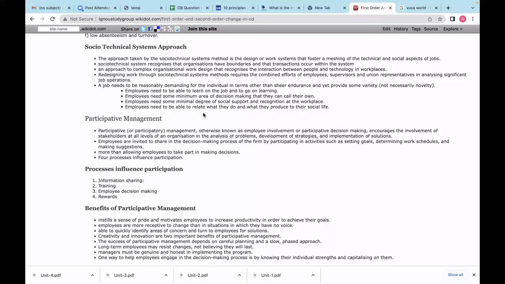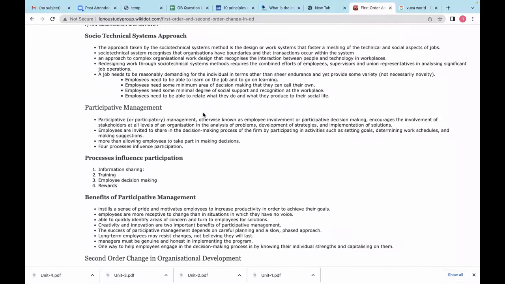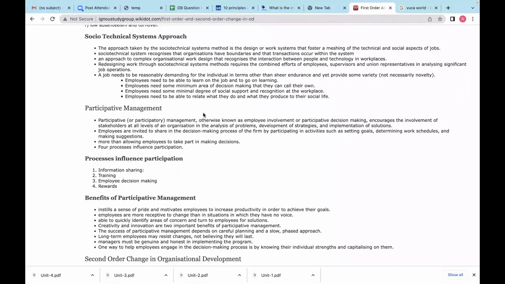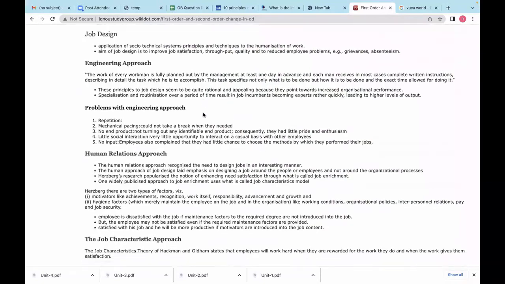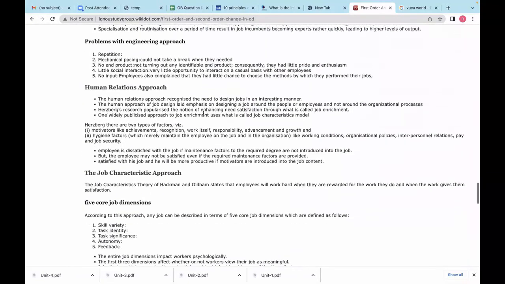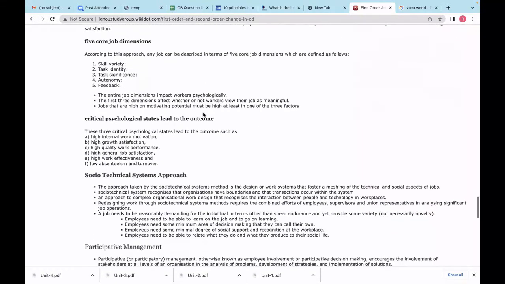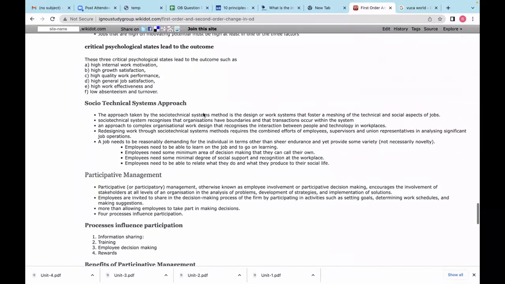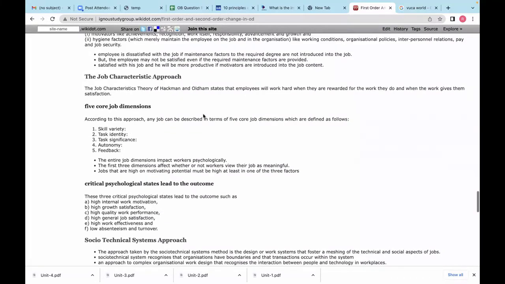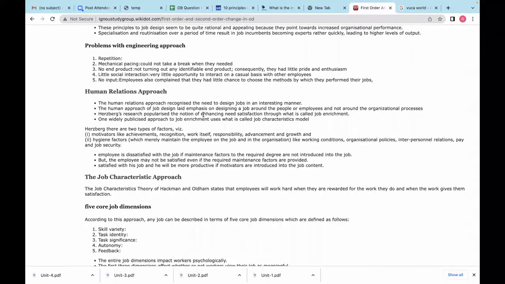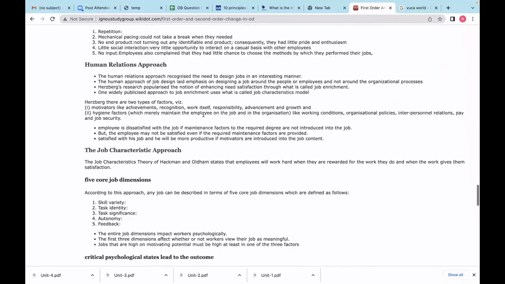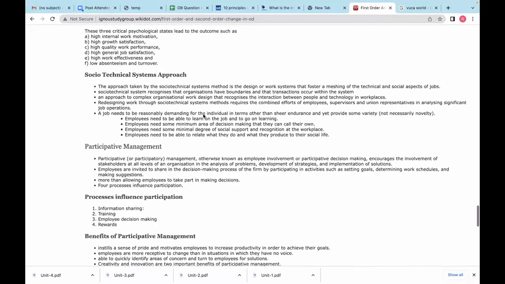So now this completes the entire job design. For job design, we talked about three things. One is the engineering approach, second is the human relations approach, third is the socio-technical systems approach. In the human relations approach, we talked about those need theories, the job characteristic approach, and also the two-factor theory. Okay, so that completes job design.